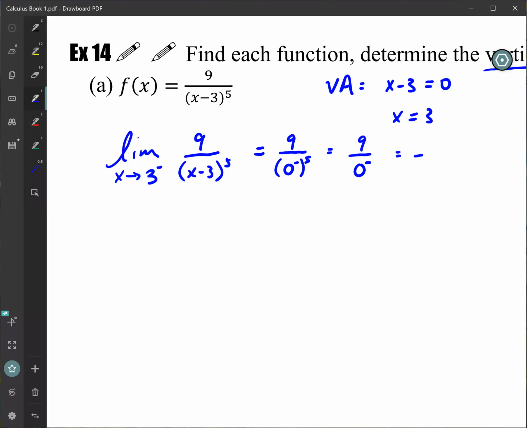So my question is, if I divide 9 by 0.00001, a small number, what will happen?